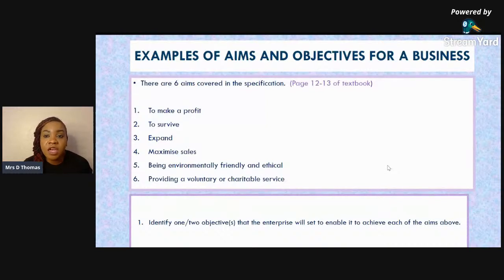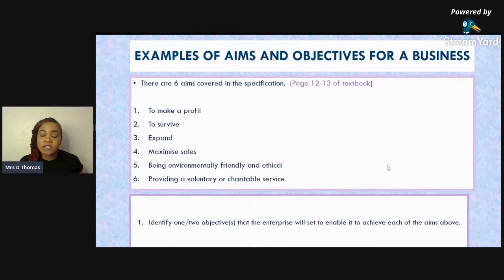Examples of aims and objectives for a business. There are 6 aims covered in the specification. Yes, and I will show you the textbooks that you need to get for it. To make a profit, to survive. Most small businesses, the first year is the most crucial and the hardest part. So surviving the first year is very important.